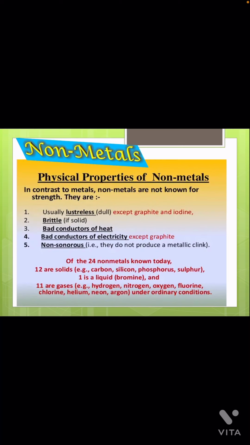Physical properties of nonmetals. They are non-malleable, dull in appearance, they are brittle, bad conductors of heat and electricity. They are non-sonorous, they are very soft. We have 24 non-metals known today. Of those, 12 are solids, 1 is a liquid and the other 11 are gases.